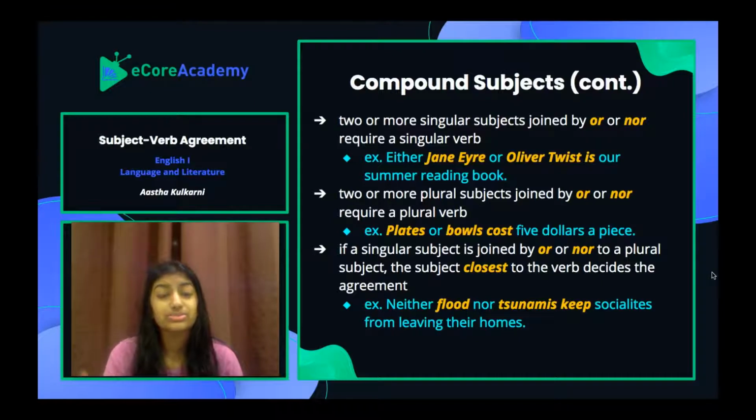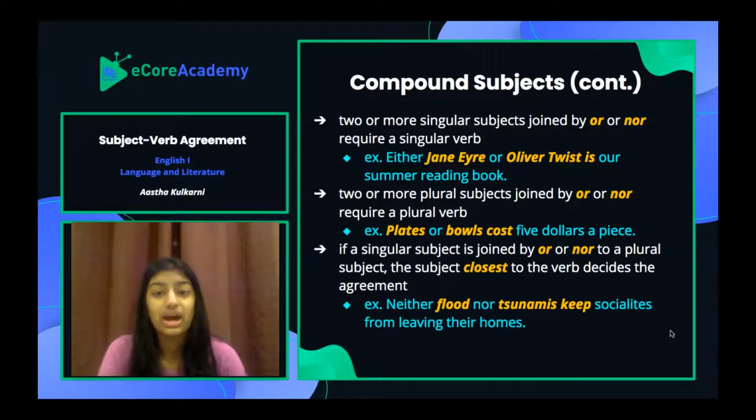And then lastly, this one's a little bit tricky, but as soon as I explain it, it'll make sense. If a singular subject is joined by or nor to a plural subject, then the subject closest to the verb decides the agreement. So basically what it's saying is if you have one subject that's singular and one subject that's plural within that compound subject, then the subject that is closest to that verb is going to take the agreement of it.